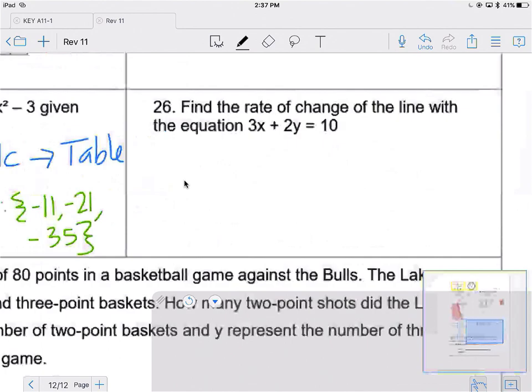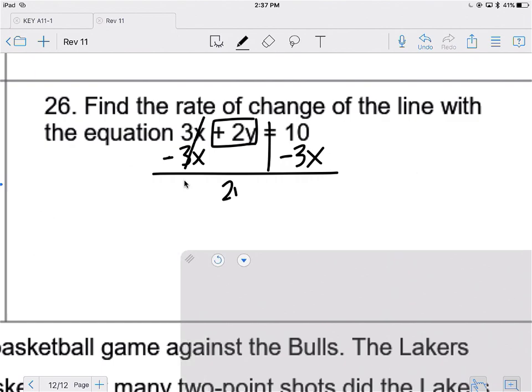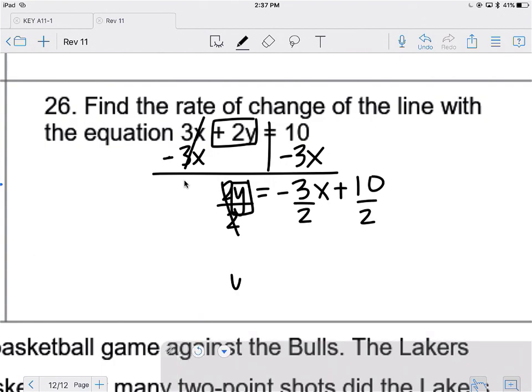Problem 26 asks me to find the rate of change for the line with the equation 3x plus 2y equals 10. In order to solve this, I need to solve for y so I can find my rate of change. I move x to the other side through the opposite operation. I bring 2y down. 10 and negative 3x are not like terms, so I simply rewrite. And then to finish solving for y, I divide every piece by 2. So y equals negative 3/2 x plus 5.